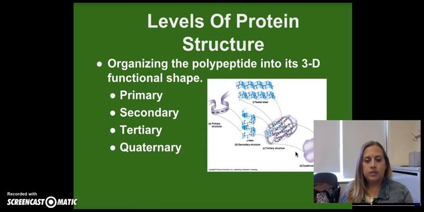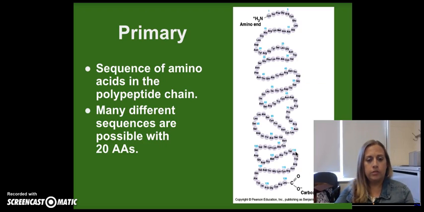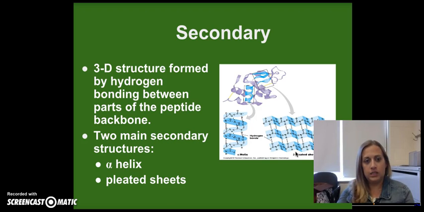When we talk about proteins, it's also really important to talk about the structure of proteins. And we actually study protein structure at 4 different levels. So the first level is going to be the primary level, and this is just looking at the sequence of amino acids within the polypeptide chain. And there's many sequences that are possible because you've got 20 different amino acids that you could link together in different orders.